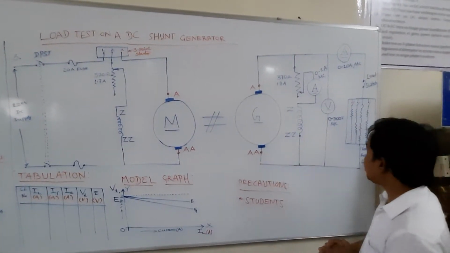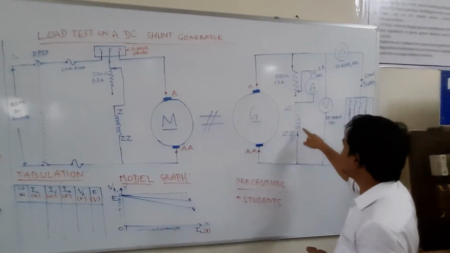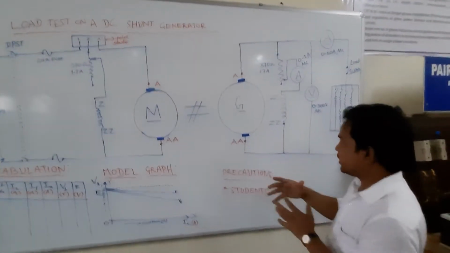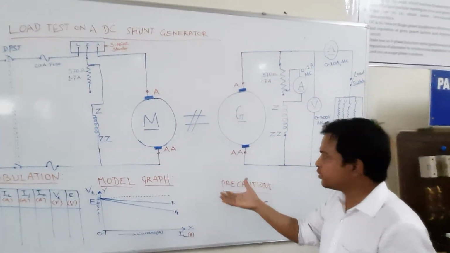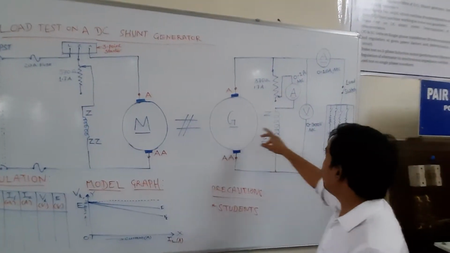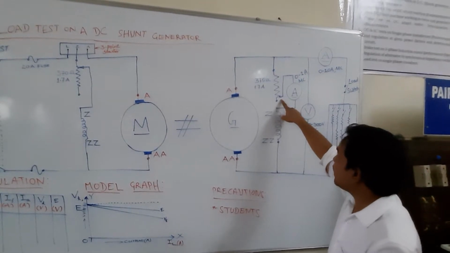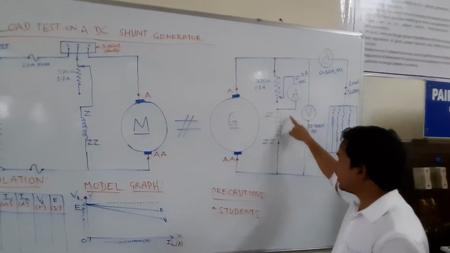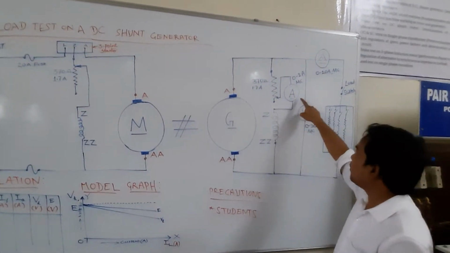Now what is the use of this ammeter? What is the use of this rheostat? Suppose at the starting, this motor is not going to give 1500 rpm directly. Slowly the speed will increase up to 1500 rpm. At the starting of the experiment, I am going to keep this rheostat at maximum position. This means that minimum current will flow, and the current flowing in this field winding will be shown by this ammeter.